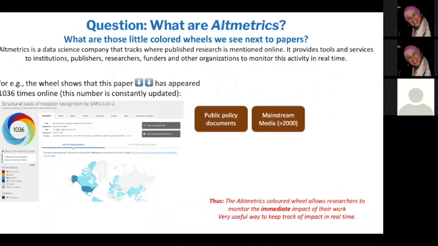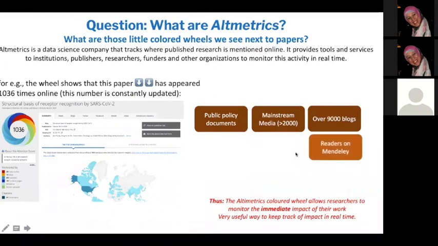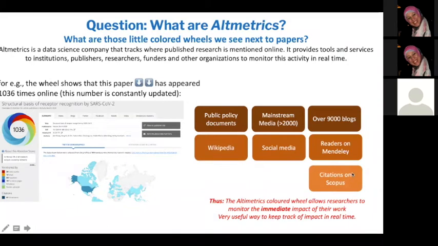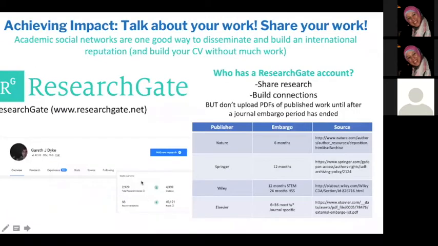Of course, Altmetrics has a database of public policy documents. They look at the mainstream media. They track more than 9,000 blogs, readers on Mendeley, social media, Wikipedia, other sources like citations on Scopus, and then this huge Open Syllabus Project, syllabi from more than 4,000 institutions around the world. So there are ways that you can engage, there are ways that you can build your impact, there are ways that you can get people talking about your work, there are ways that you can measure your impact in real time.